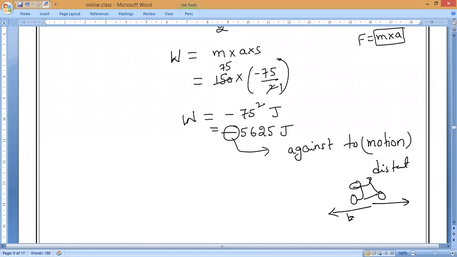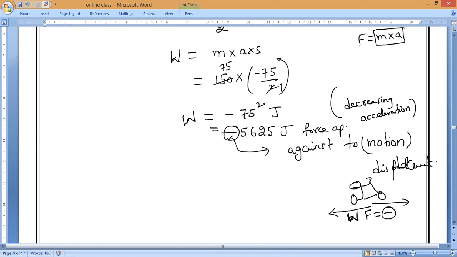Do you understand? So the force is acting, F is equal to minus, so the work done will also show minus only, because it is decreasing acceleration. That is the point you can write: decreasing acceleration, so the total work done will be represented as minus. Force is applied against the displacement or motion.